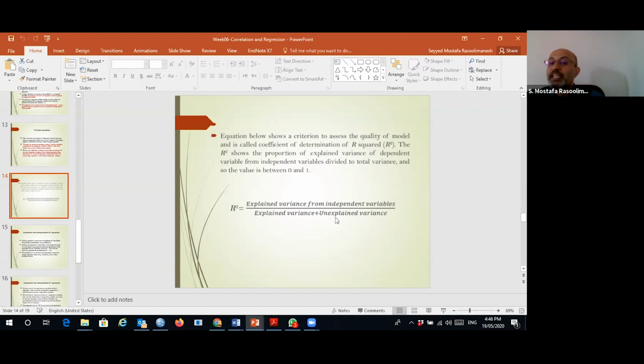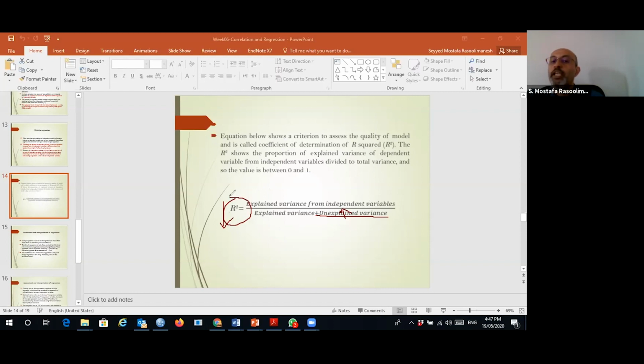But if this unexplained variance goes up, the difference between these two, numerator and denominator, will increase. So the R square will decrease. R square will go down if this one goes up, the unexplained variance or variance from error.